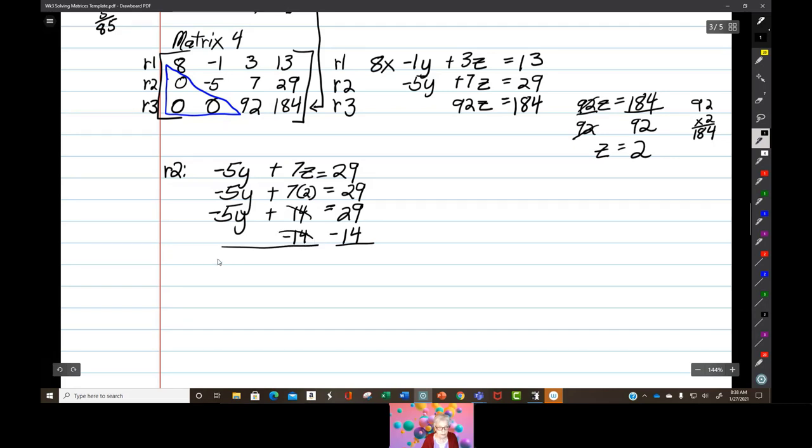Minus 14 is 0, so I'm left with negative 5y on the left. And over here, 29 minus 14 is 15. Then I divide by negative 5, and divide by negative 5. Boom, boom, boom, boom. Y equals negative 3.